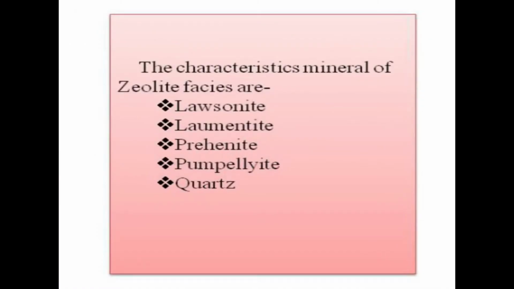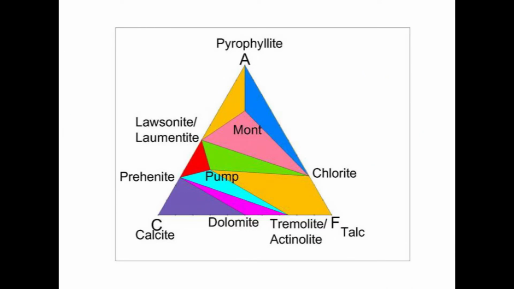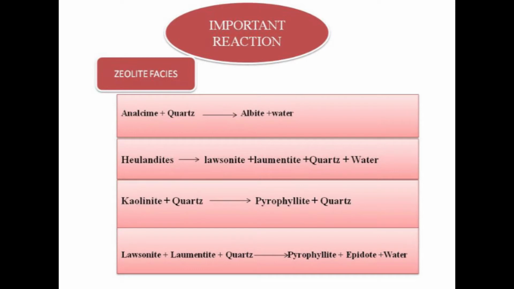The characteristic minerals of zeolite facies are laumontite, lawsonite, prehnite, pumpellyite, quartz. No chemical reaction takes place. Figure 1 is the sedimentary environment, temperature is less than 200 degrees centigrade. And figure 2, characteristic of the zeolite facies, important reaction: disappearance of clay minerals, and the reaction is analcime plus quartz gives rise to albite plus water.